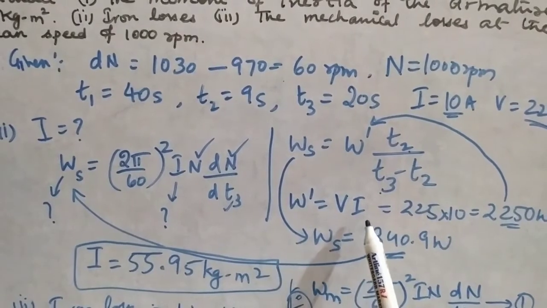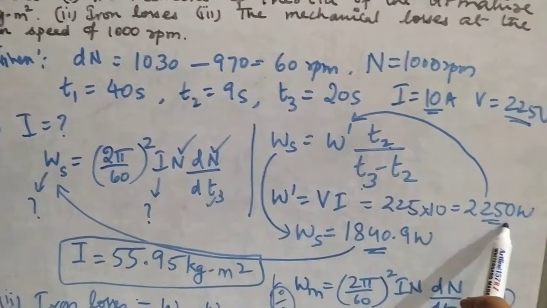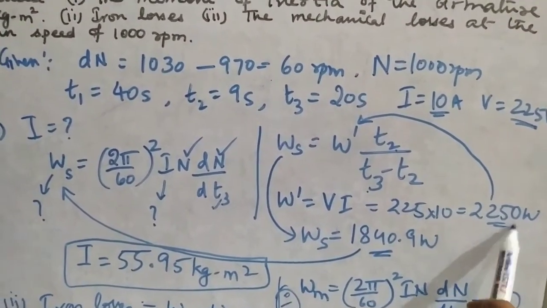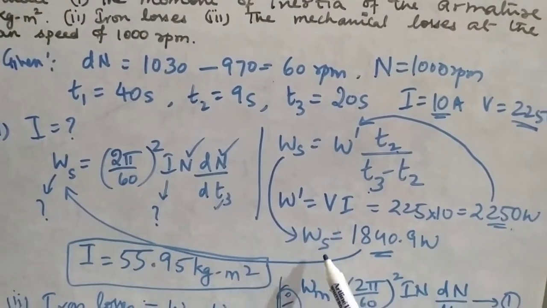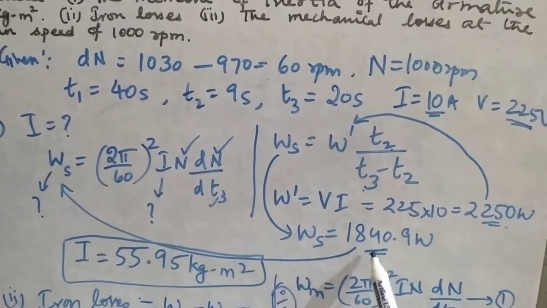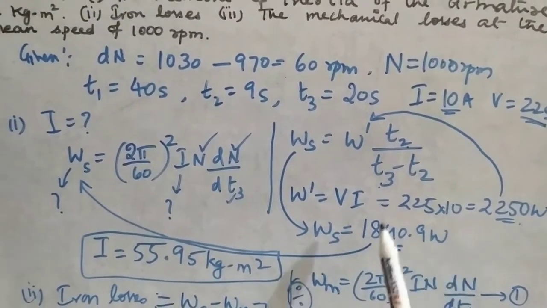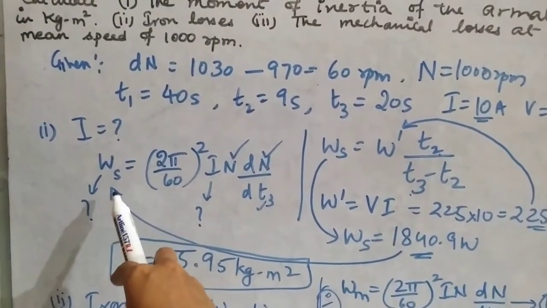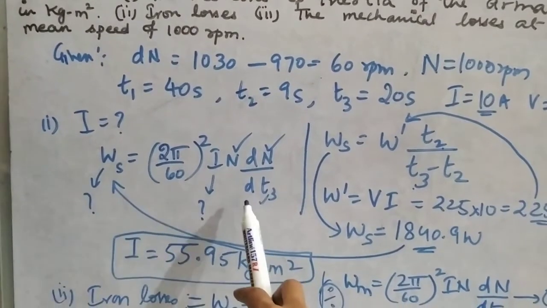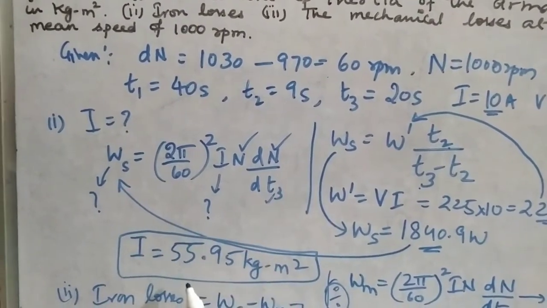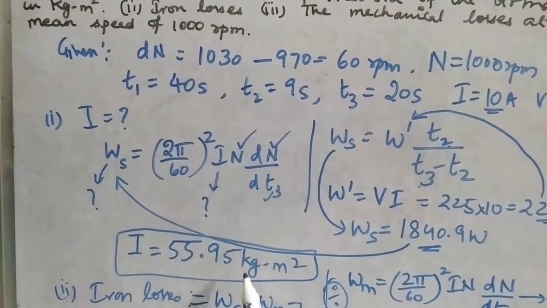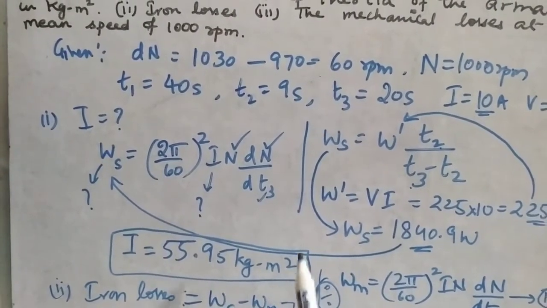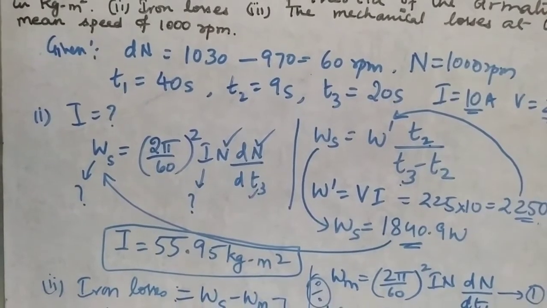Once you solve this, W dash will be 2250 watts, and this value will be substituted in the Ws. We will get the Ws value as 1840.9 watts. That value will be substituted here in sub question 1. From this we can determine the moment of inertia, which we will get as 55.95 kg meter square. This is about sub question 1.